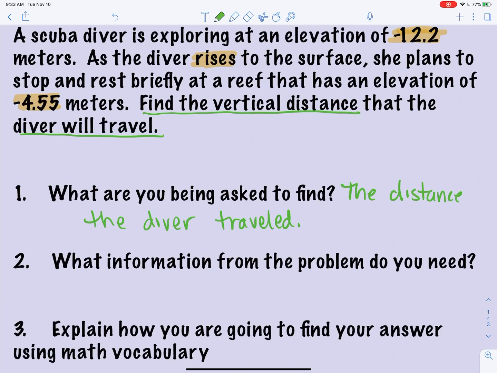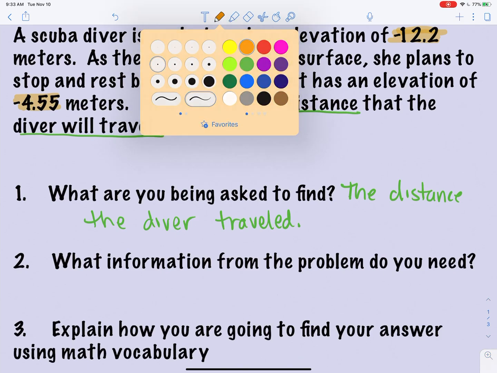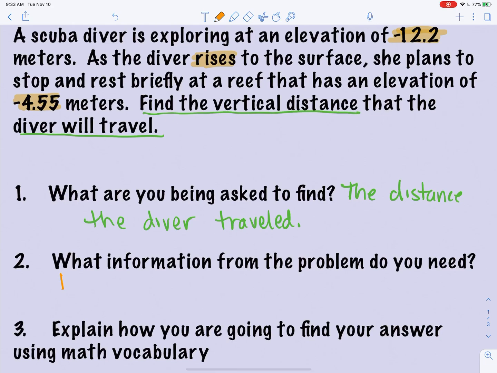So the information that I need is the start point, which in this case is negative 12.2 meters, the rest point, which is negative 4.55 meters.